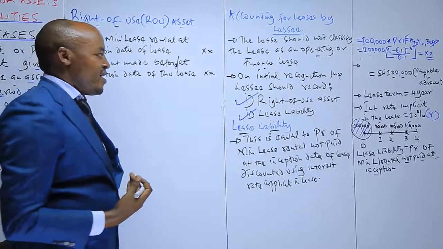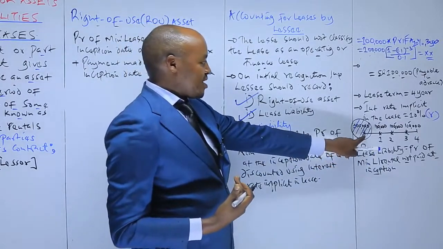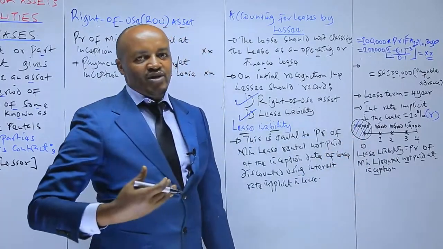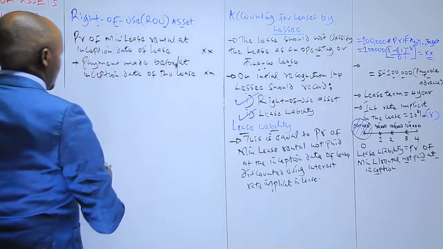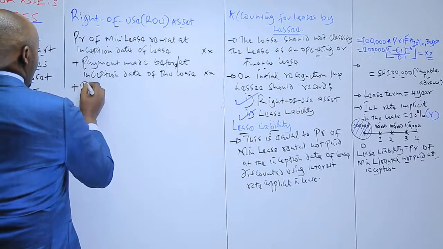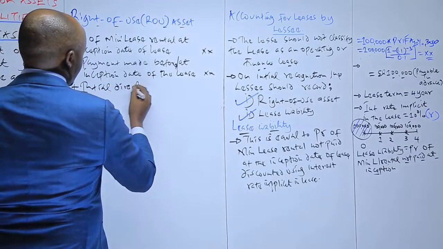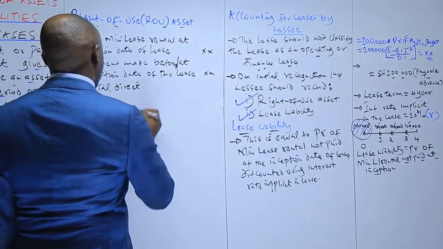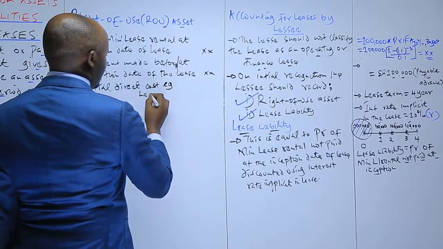For example, from this particular small illustration which I've given you here, this particular amount of 100,000 is a payment which was made at the inception date of the lease. So take into account that. And then to this we also add any initial direct cost, e.g. what we refer to as the legal cost.